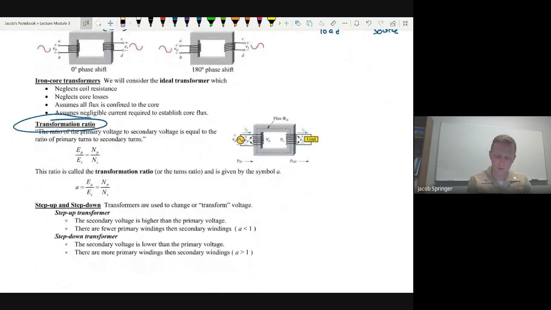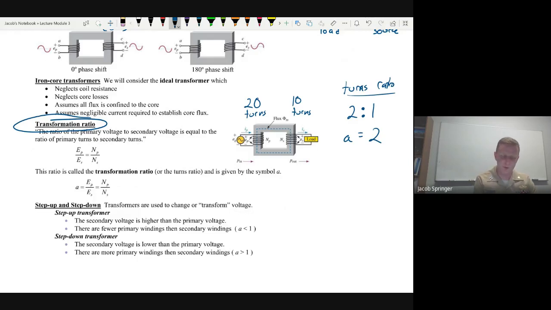But this transformation ratio is saying the number of coils that I have, also called the number of turns, right? If I had 20 coils or 20 turns spinning on one side, and I had 10 turns or 10 coils on the other side, then I would have a ratio of 2 to 1. Pretty straightforward. I could also say that I have a turns ratio of 2. It's another way of saying the same thing, right? This turns ratio is directly proportional to these voltages on each side.